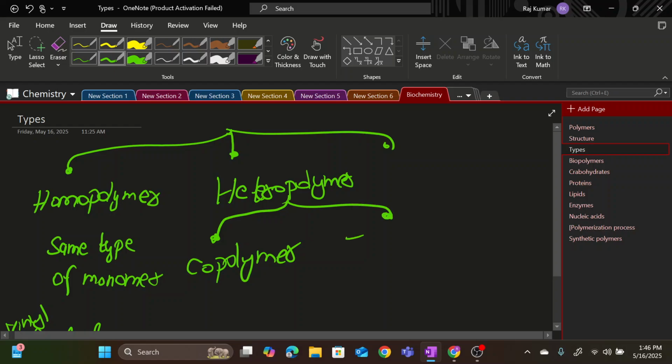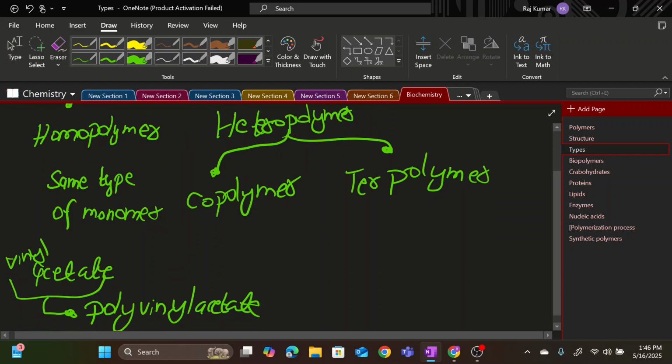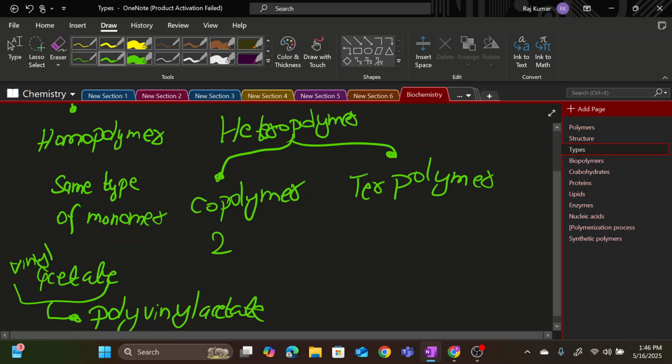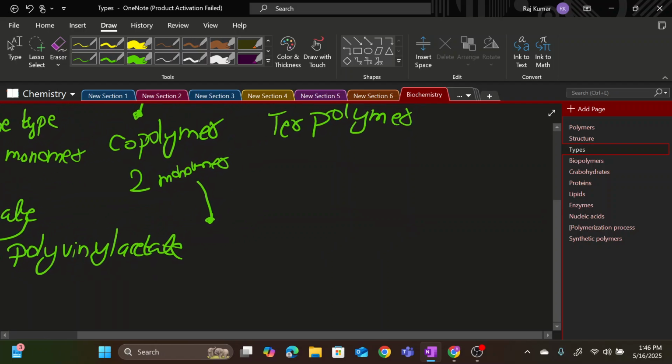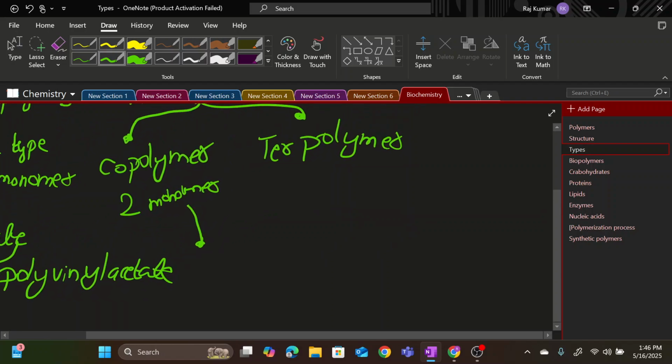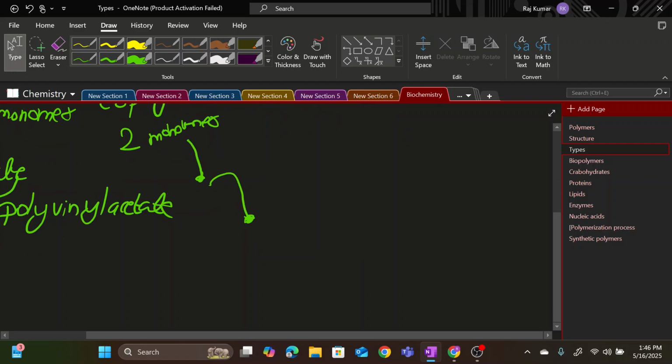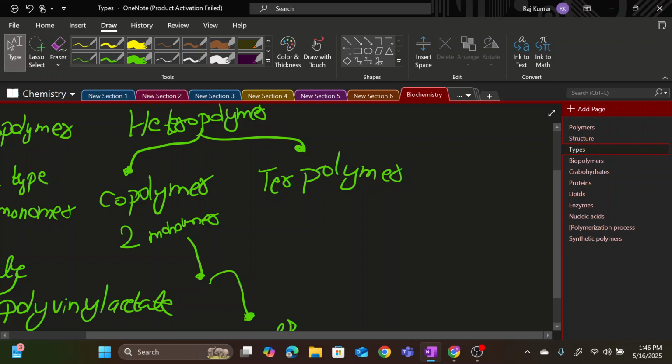Let's understand what a copolymer is. Copolymer is the one in which we have two different types of monomers joined together. For example, when we have dicarboxylic acids reacting with alcohols, then we produce a copolymer. Another example is, let's say if I take multiple carboxylic acids with multiple alcohols, then it's going to produce a copolymer.